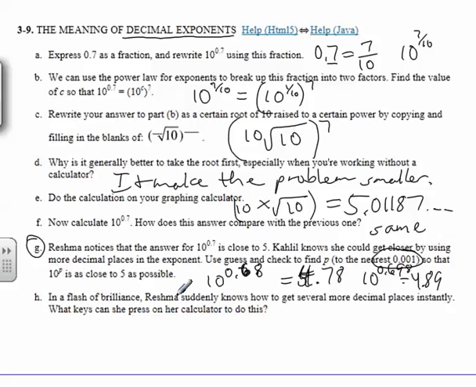In a flash of brilliance, Rashima suddenly notices how to get several more decimal places instantly. What keys can you press on the calculator to do this? I'm going to leave you to answer that. What key or what type of function do you think would do that?